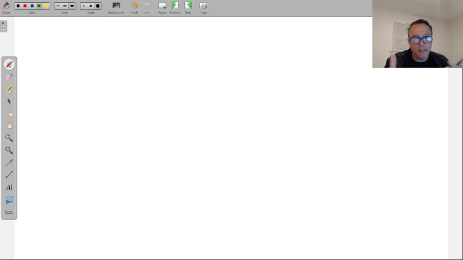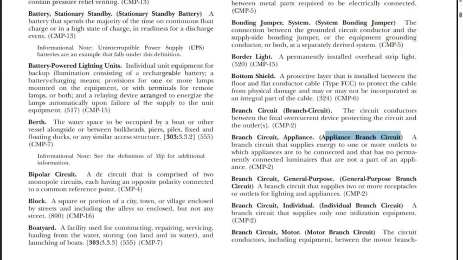An appliance branch circuit is not small appliance. So appliance branch circuit is the larger appliances, like a refrigerator would also be considered one of those. And again, dryer, washing machine, etc. So we have those branch circuits as well. General purpose branch circuits would be outlets, as it says here, a branch circuit that supplies 2 or more receptacles or outlets for lighting and appliances as well.